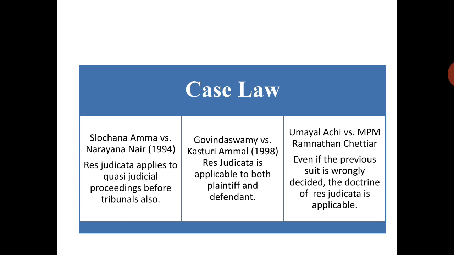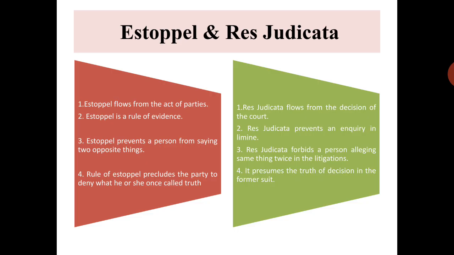Now let us come to some decisions. The first is Sulochana Amma versus Narayan Nair of 1994. It was held that res judicata applies to quasi-judicial proceedings before tribunals also. In another case, Govindaswamy versus Kasturi Ammal of 1998, it was held that res judicata is applicable to both plaintiff and defendant. Further, in Umayal Achi versus MPM Ramnath Chettiar, it was held that even if the previous suit is wrongly decided, the doctrine of res judicata will be applicable.